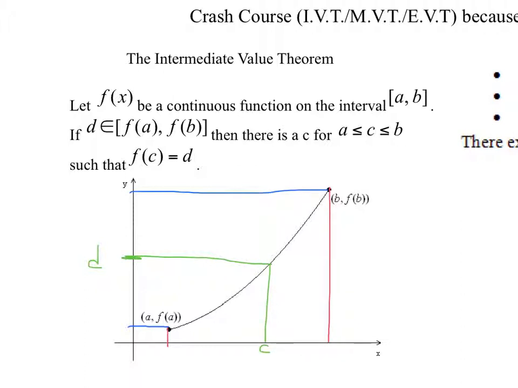So if the function is continuous, we can't just jump from this point to this point without going through every y value to get there. So we cannot go from the y value f of a to the y value f of b without going through every y value in between them, or else the function wouldn't be continuous. So intermediate value theorem, not that difficult. It's just ensuring that in order to go from one point to another, we have to touch every point along the way.